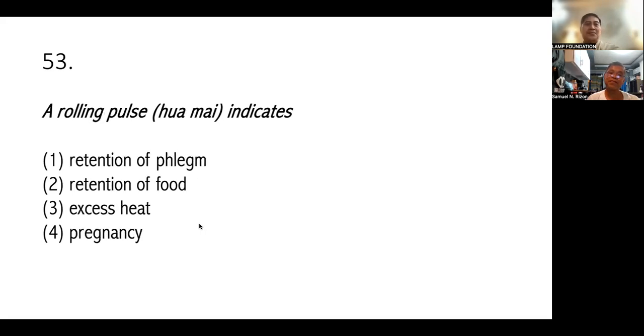Okay, very good. 53. Oh, this is all about pulses. Rolling pulse, I think it's the same as slippery. Pag slippery yung pulse, that is actually phlegm. Retention of phlegm, and then retention of food, that mayroong indigestion. So excess heat and pregnancy. Pregnancy. So all. Yes, letter E. Okay, very good.